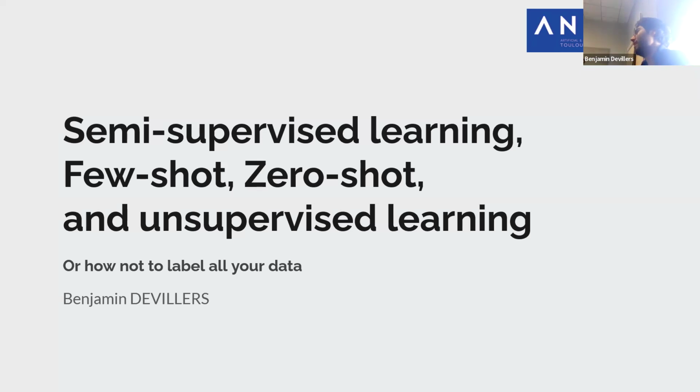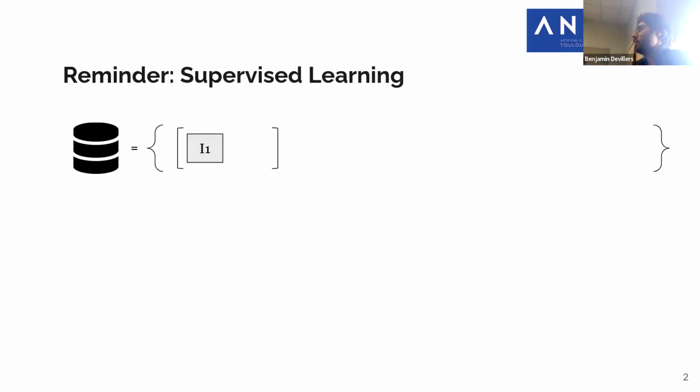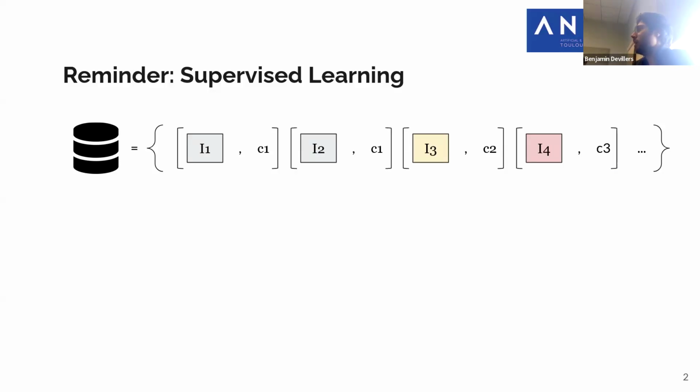And so yeah, these methods allow us to reduce the amount of labels that we need to train our models. Again, we're going to focus on images mostly, but these methods you can transfer to any other thing. They're quite general. So as a quick reminder, for supervised learning, we have some data sets which have, in this case, images and category, and you would have many of those in your data set.